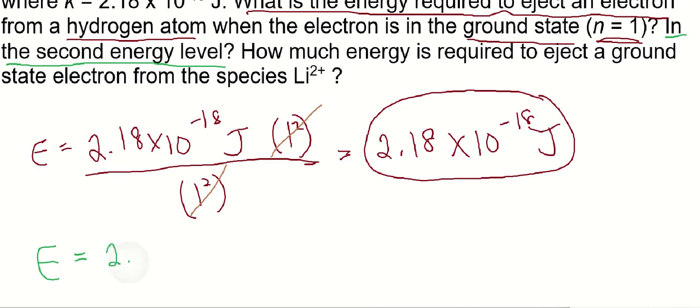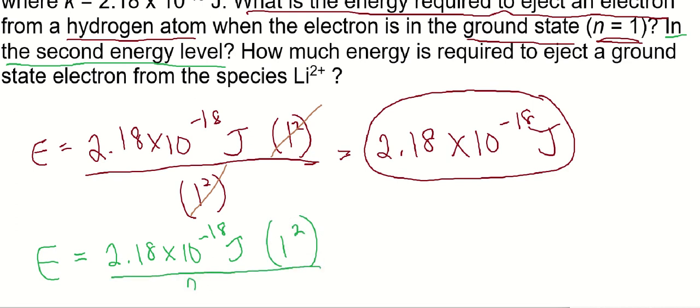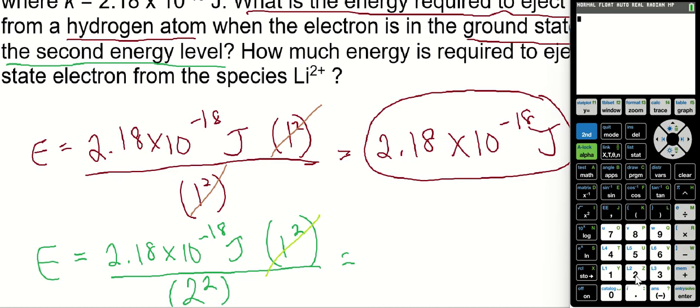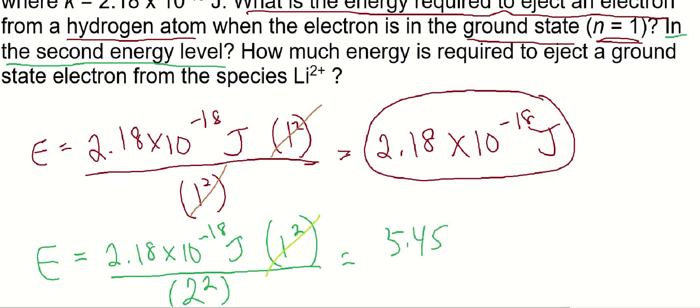So the constant, 2.18 times 10 to the negative 18 joules. Hydrogen is still going to have a nuclear charge of 1. 1 squared, we can ignore that. But now the energy level is 2, n is equal to 2, and 2 squared is 4. So our answer is going to be that constant divided by 4: 2.18 times 10 to the negative 18 divided by 4, which is 5.45 times 10 to the negative 19 joules.